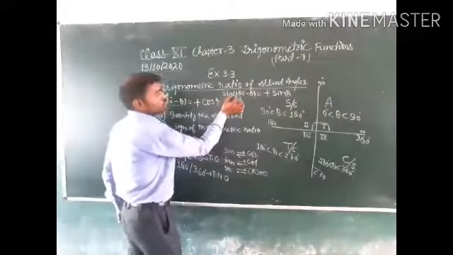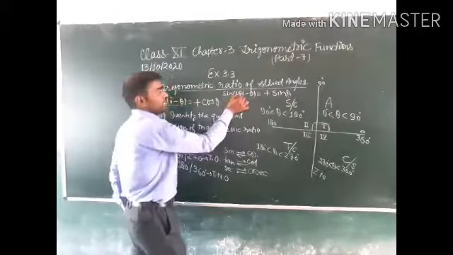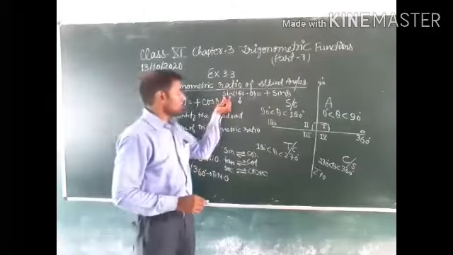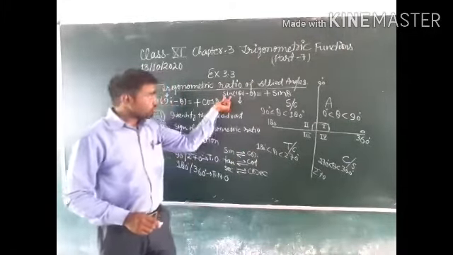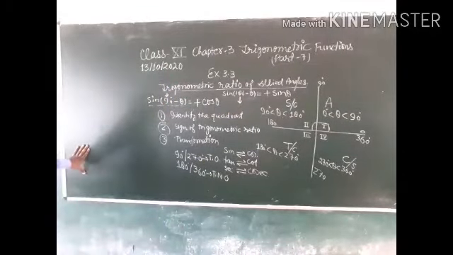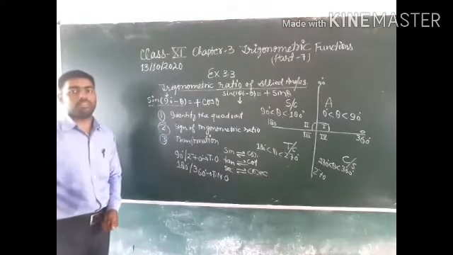If cos 180 minus theta, you write cos. If tan 180 minus theta, this is tan. And the sign depends on the trigonometric ratio. So, proceeding further, please pause the video and note it down.